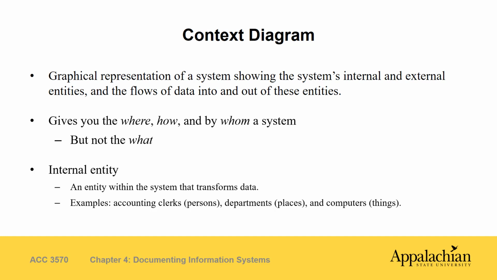And an internal entity is an entity in a system that transforms data. An example of that would be accounting clerk, department, a computer. It's going to be nouns. And your entities are going to be nouns in a context diagram. And it gives you the how, whom, and where, but not the what.